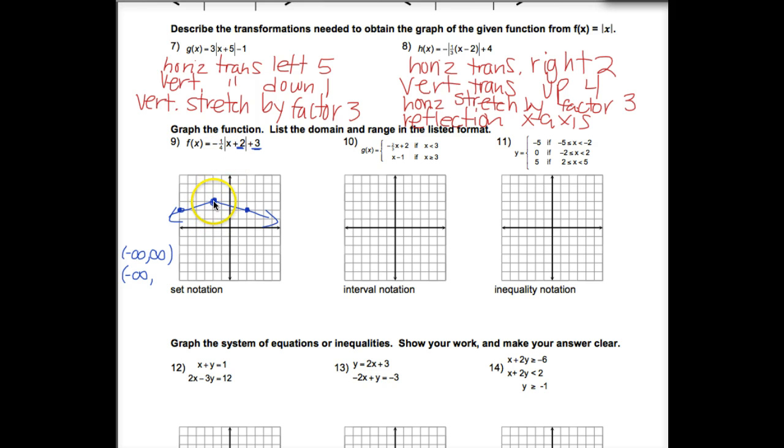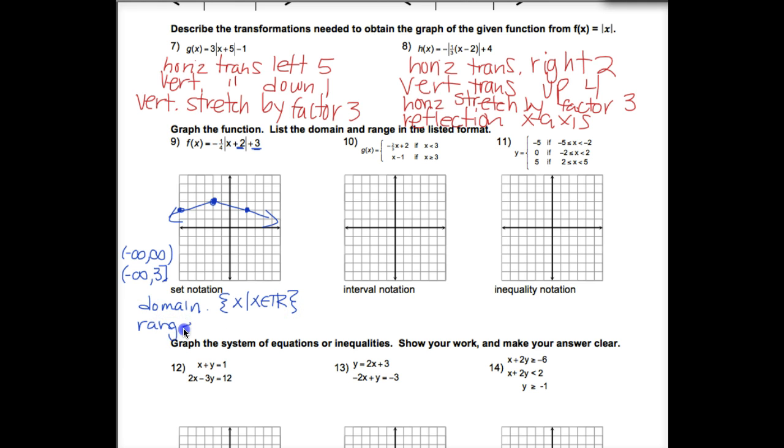This vertex is my maximum value. There are no y values above that point, so that point would be 3. It's a closed circle, so it would be included. Now, again, it said set notation, so I need to convert this to set notation. So on my domain, all real numbers is what this says. In set notation, reads x such that x is an element of the real numbers.